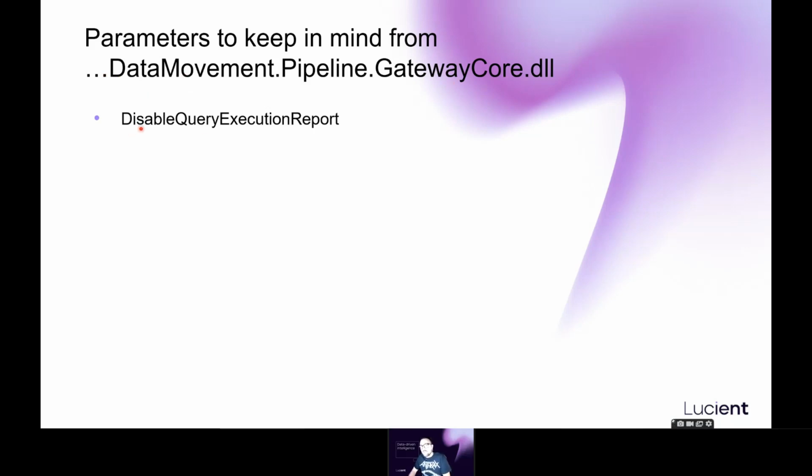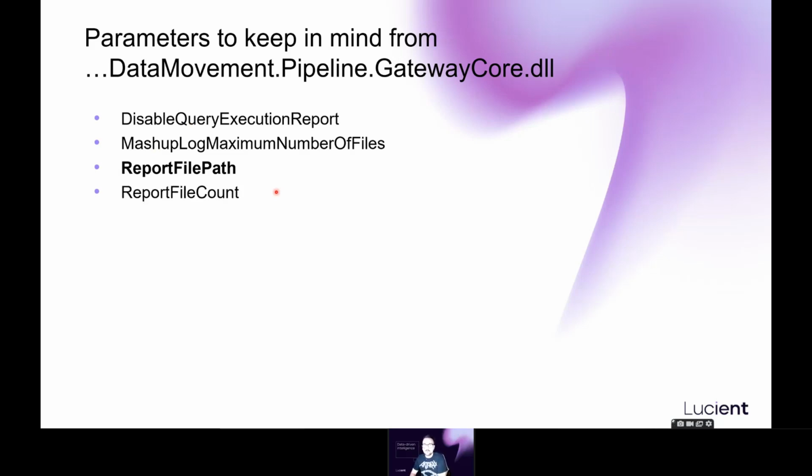For example, you will find disable query execution report. If this is true, it means that your on-premise data gateway won't produce any logging, so it must be false most of the time. Mashup log maximum number of files produces some logging about mashups that happen on your system, and you decide how many of them you are going to create. And maybe the most important, according to the previous slide, is the report file path. You can define where to store all the log files, so you can decide on a custom folder, as I told you.